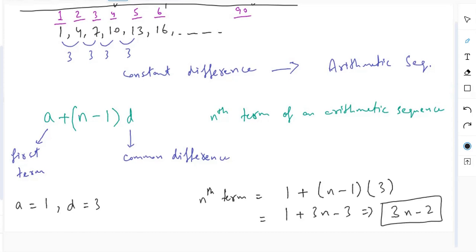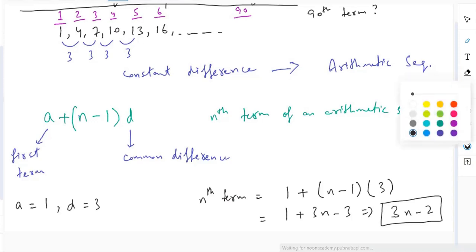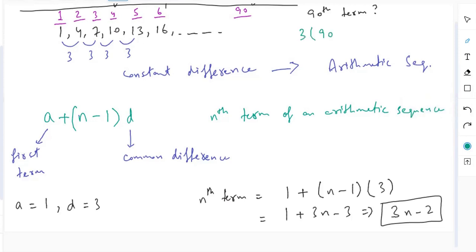अब इसका क्या मतलब, हमने 90th term फाइंड करनी थी. अब 90th term कैसे फाइंड करेंगे? अब अगर 90th term चाहिए होती है इसके अंदर, how would you find that? We would just input 90 in this formula. We say 3 into 90 minus 2.